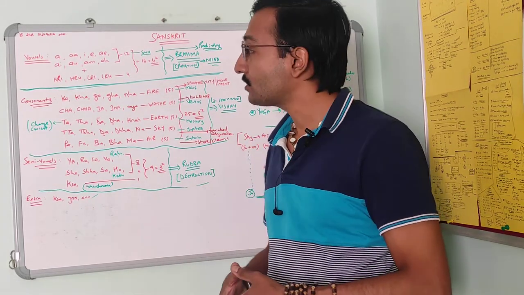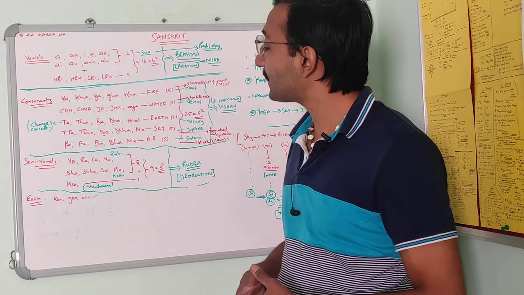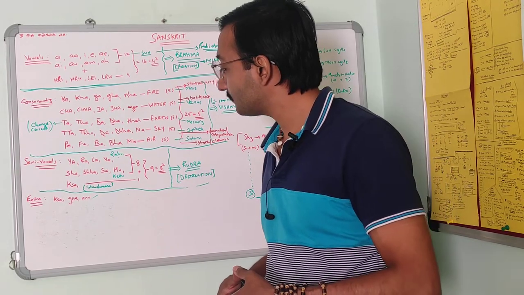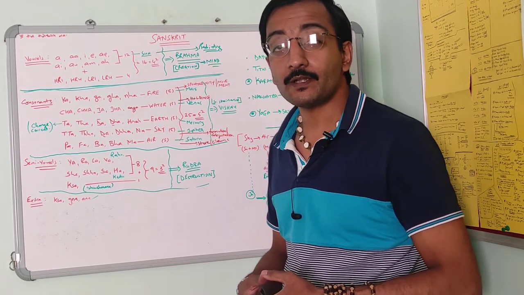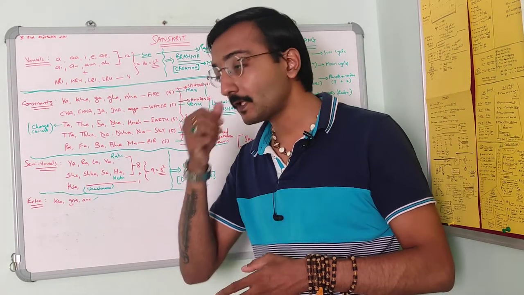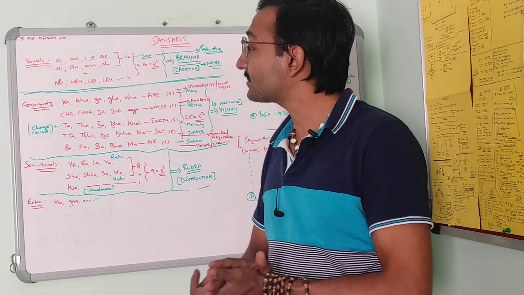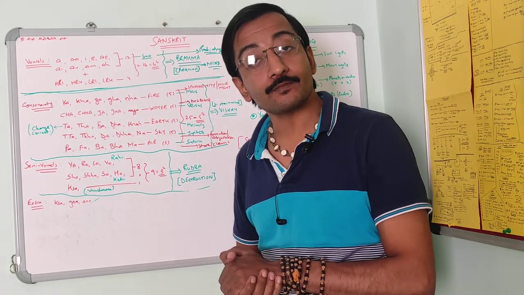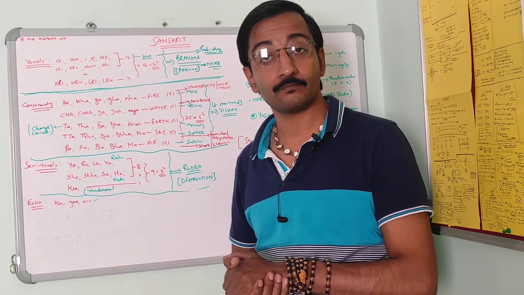Okay, so we are going to talk about many things, but primarily let's talk about how words are made, and how everything is connected inside the body. So as I said, sun is connected with 12 meridians of the body.